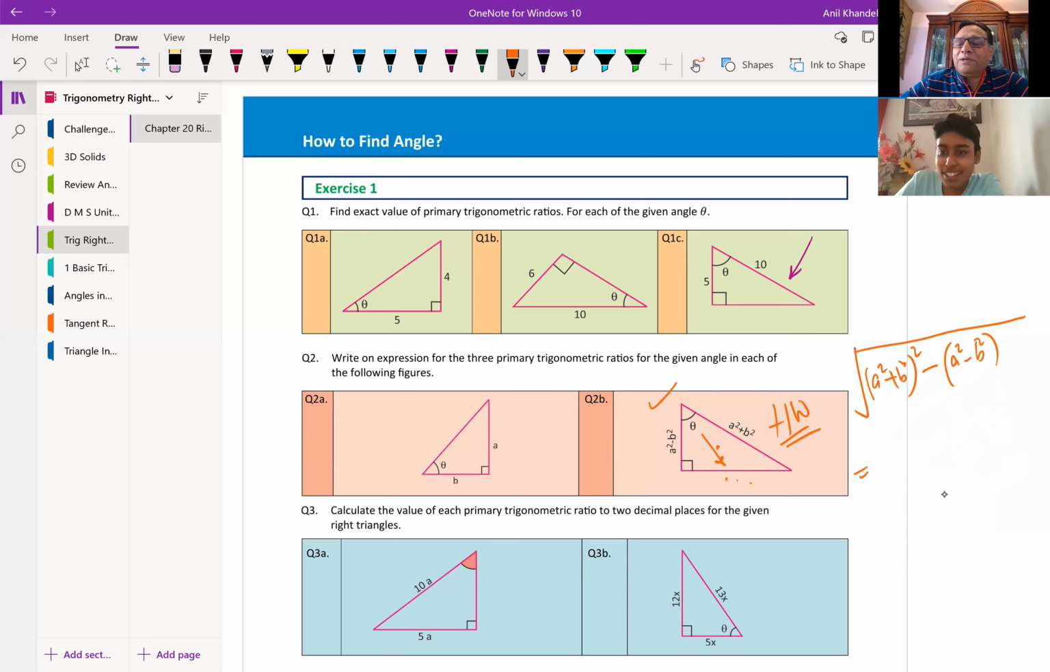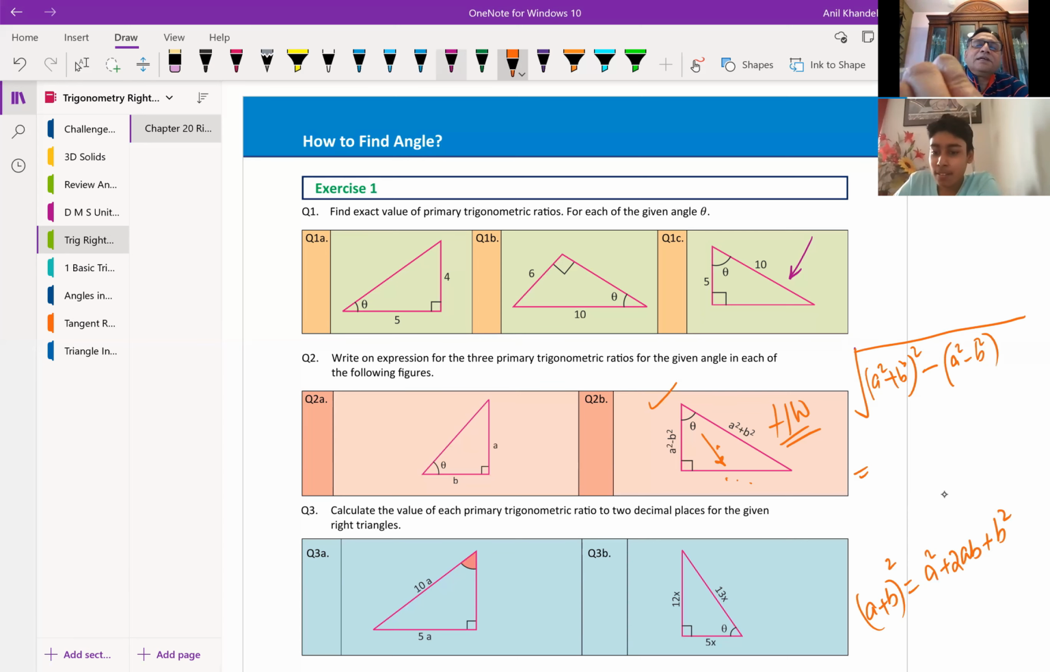Wait, a plus b whole square. What is a plus b whole square equal to? Tell me. Would it be a square plus b square? I mean, plus, my bad. A square plus 2ab plus b square.